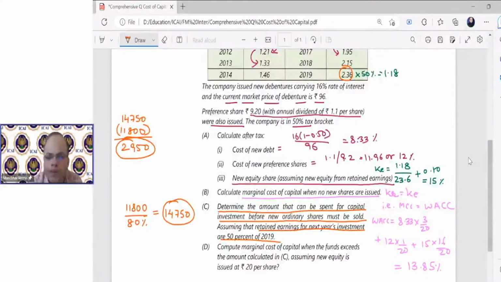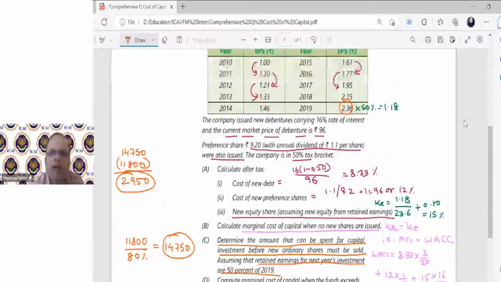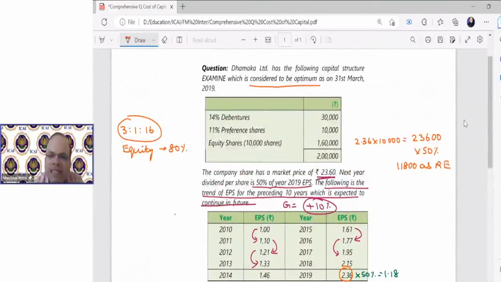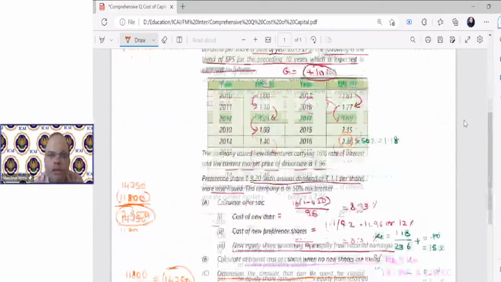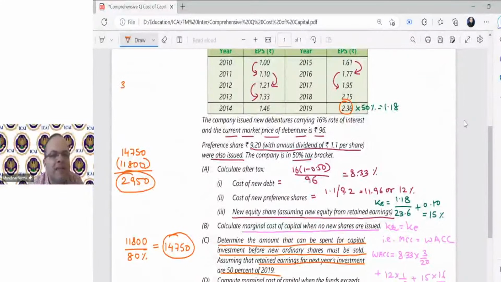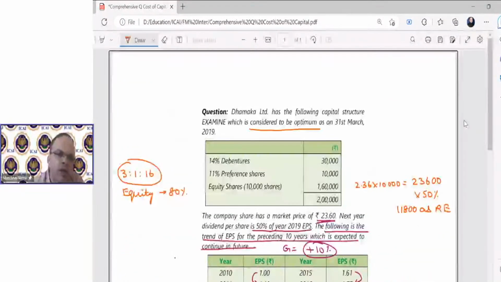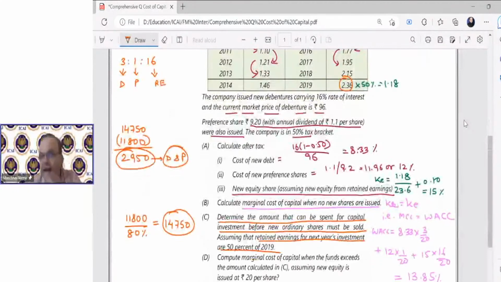Of course, the proportion we are talking about right now is of debentures, preference shares, and equity shares. So that 3:1:16 would definitely mean this is my retained earnings, this is my preference, and this is my debentures. So that means this will come from debentures and preference. Is everyone with me on this? We're talking about debentures and preference. That will have to be issued, but we're not concerned with marginal cost of capital. We are talking about cost of equity.